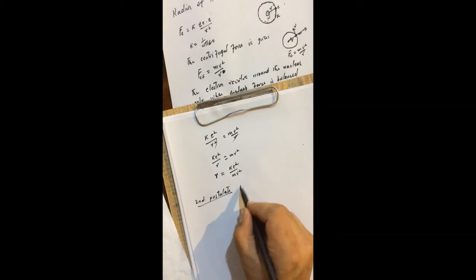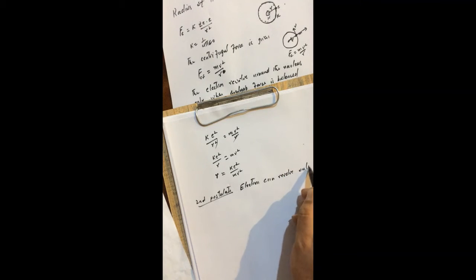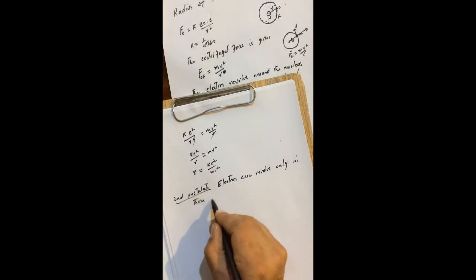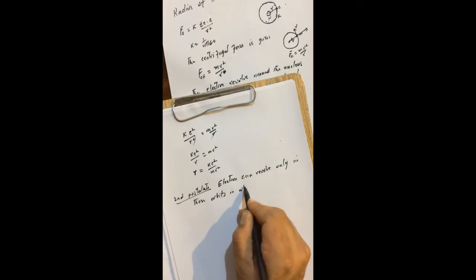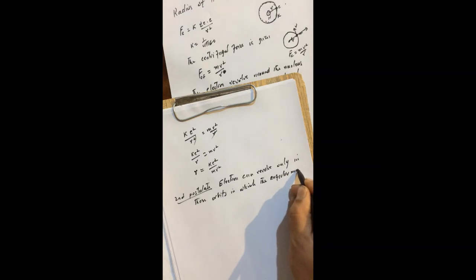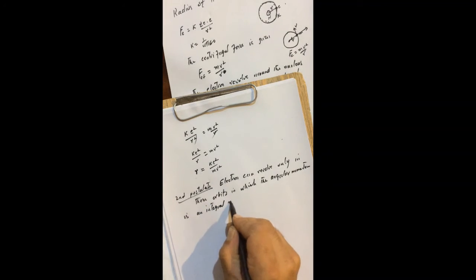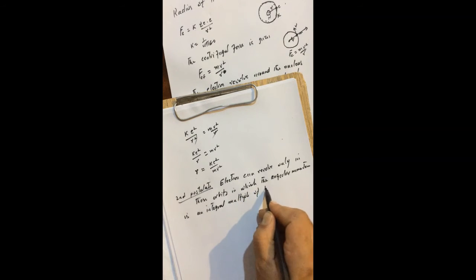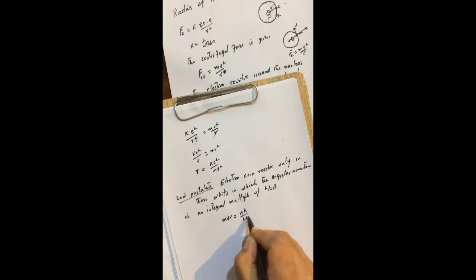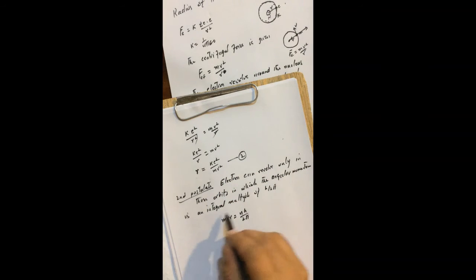This postulate tells us that the electron can revolve only in those orbits in which the angular momentum is an integral multiple of h over 2 pi. In other words, we can say that the angular momentum mvr will be equal to nh over 2 pi. This is my equation number 2. So this is the second postulate of Bohr theory.